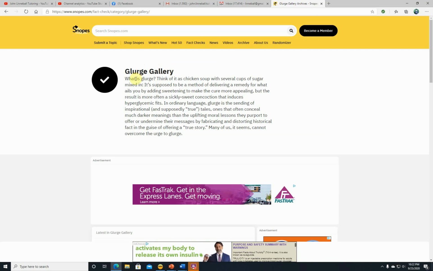So, what is glurge? Think of it as chicken soup with several cups of sugar mixed in. It's supposed to be a method of delivering a remedy for what ails you by adding sweetening to the cure to make it more appealing, but the result is often a sickly sweet concoction that induces hyperglycemic fits. So, too much sugar. It's the sending of inspirational and supposedly true tales that sometimes conceal much darker meanings than the uplifting moral lessons they purport to offer, or undermine their messages by fabricating and distorting historical fact in the guise of offering a true story.